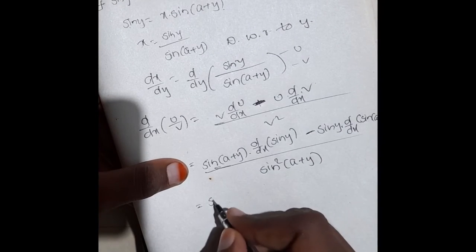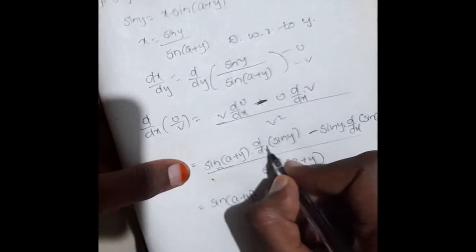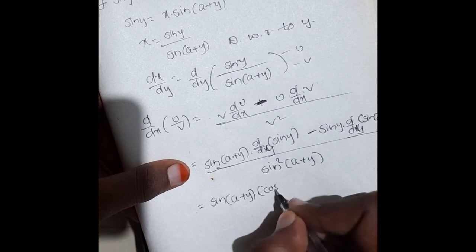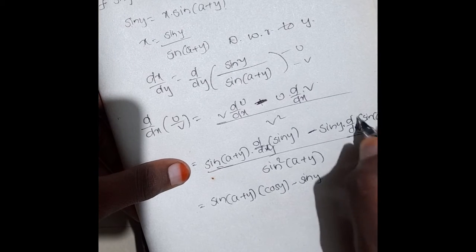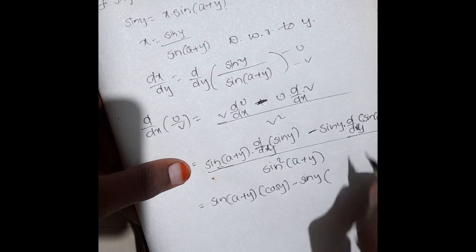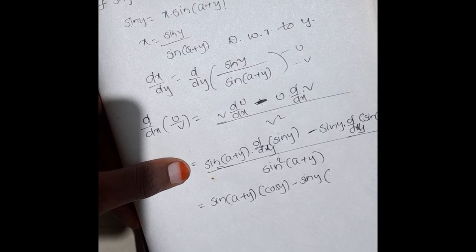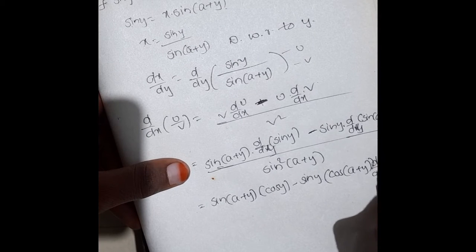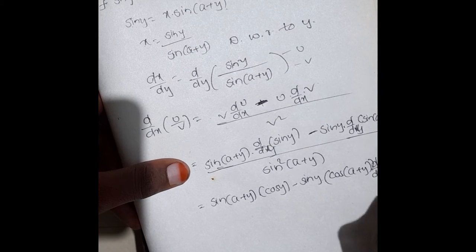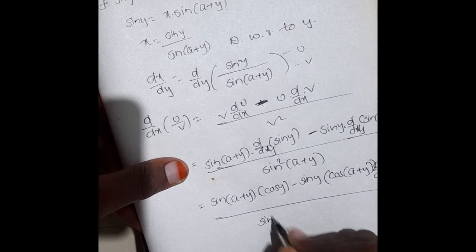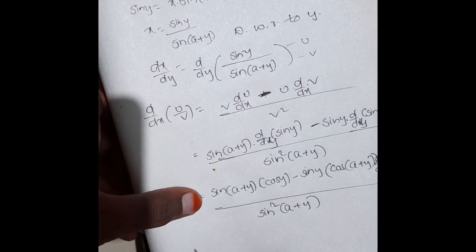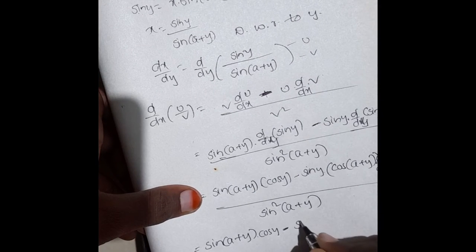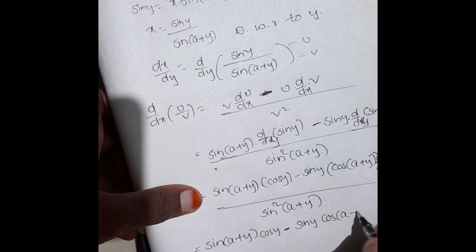So now, d by dy of sin y is cos y, and minus sin y into d by dy of sin of a plus y. What is d by dy of sin y? It is cos y. But here we have a plus y, so we have to differentiate a plus y again. Now it is over sin square of a plus y. So now sin of a plus y into cos y minus sin y into cos of a plus y.